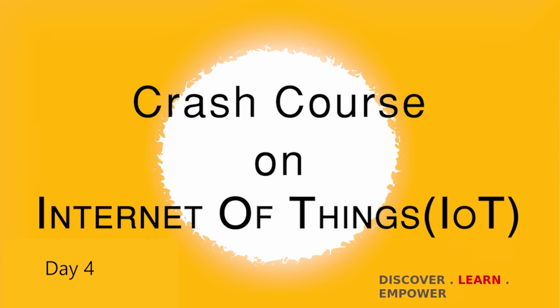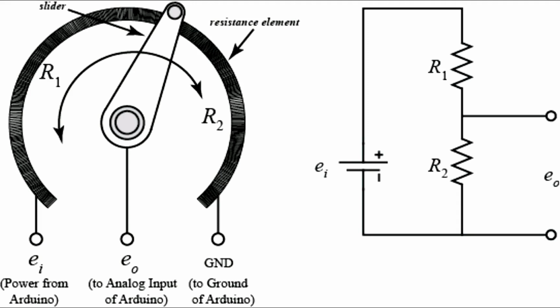So today, last day we learned how to use the digital pins, how to use those digital input output pins. Today we will learn about the analog pins. So in analog pins, this is the component that we are going to use. This is a potentiometer, right?